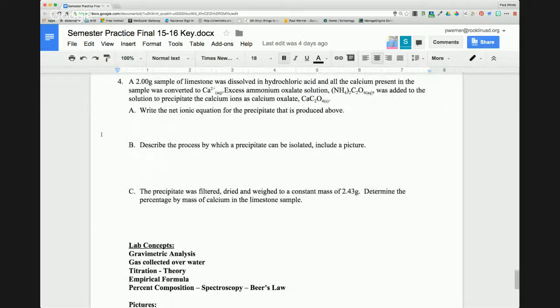4. A 2-gram sample of limestone dissolved in hydrochloric acid, and all the calcium present in the sample was converted to calcium 2+, the aqueous ion. Excess ammonium oxalate, (NH4)2C2O4 aqueous, was added to the solution to precipitate the calcium ions as calcium oxalate, CaC2O4 solid. Wow, I gave you all those polyatomic ions. I am not going to give you those polyatomic ions on the test. I'm going to make you work for that, because that's something you should all know by now. You all got 100% on the quizzes. So I definitely encourage you to go back and double check those.